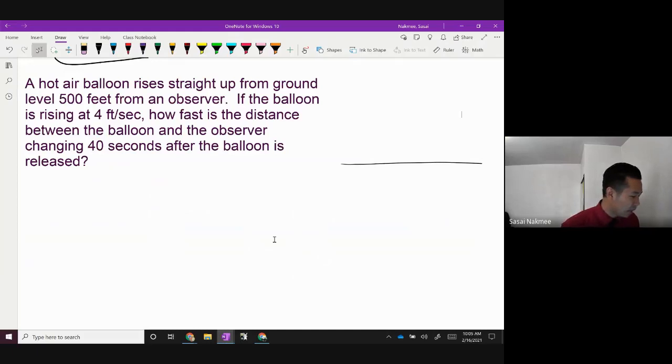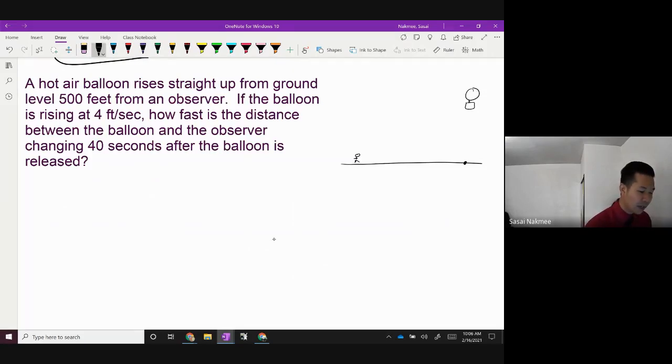A hot air balloon rises straight up from ground level, 500 feet from an observer. So ground level is right here, and the hot air balloon is over here, and it's not 500 feet above the ground. It's just saying that it's rising straight up from ground level, which is down here. And ground level is 500 feet away from this observer. Wow, that's a really big person if that's drawn to scale. Let's just draw that like that. So there's that person.